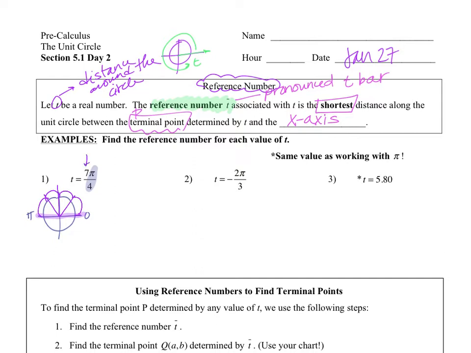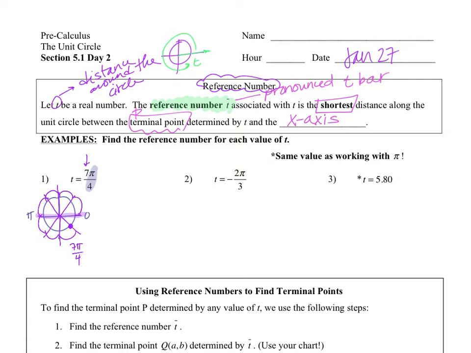I need to get to 7 of them, which means that I have to take the other half of the circle and divide that also into pi over 4s. So I was at 4 pi over 4s, right? 1, 2, 3, 4. Here's 5, 6, 7. So this point right here is at 7 pi over 4. Okay, that's my T. T bar means I have to go my shortest distance back to the x-axis.